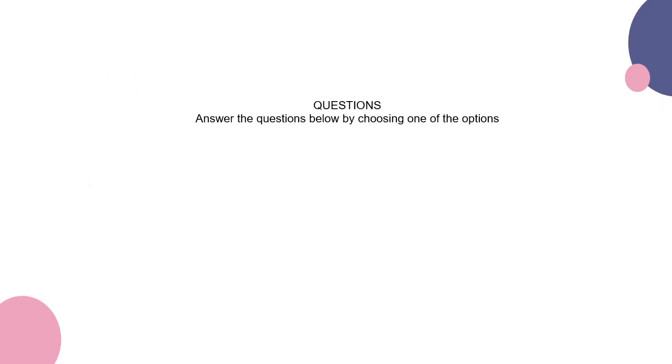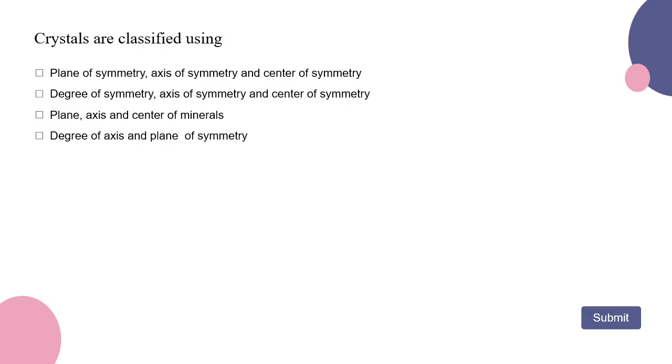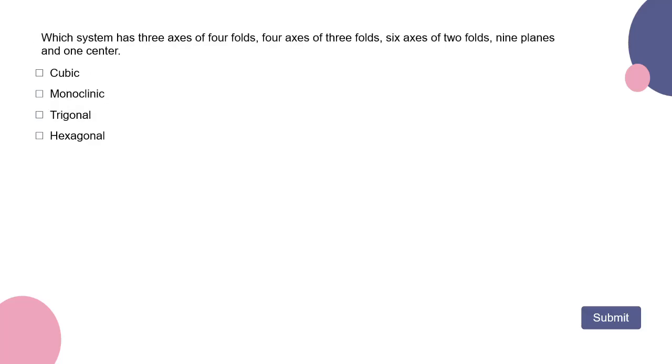Questions. Answer the questions below by choosing one of the options. For a cube the axes are 3 A4, 4 A3, 6 A2, 9 P, C. This means 3 axes of 4 folds, 4 axes of 3 folds, 6 axes of 2 folds, 9 planes and 1 center.